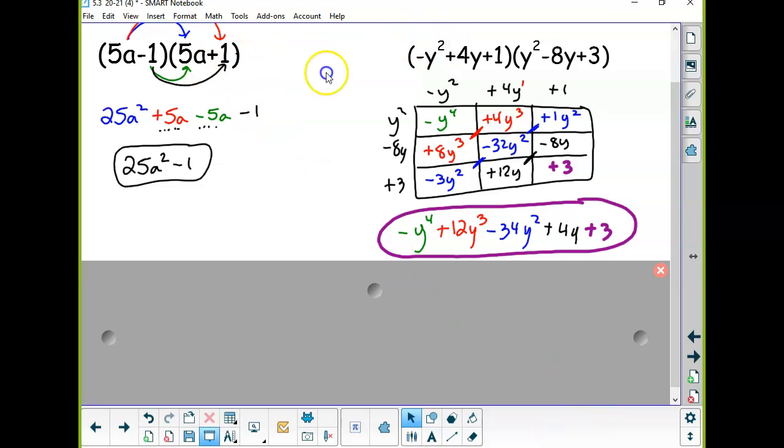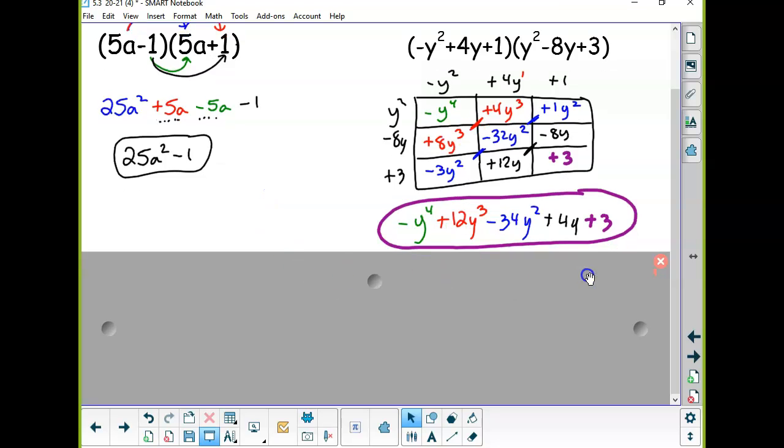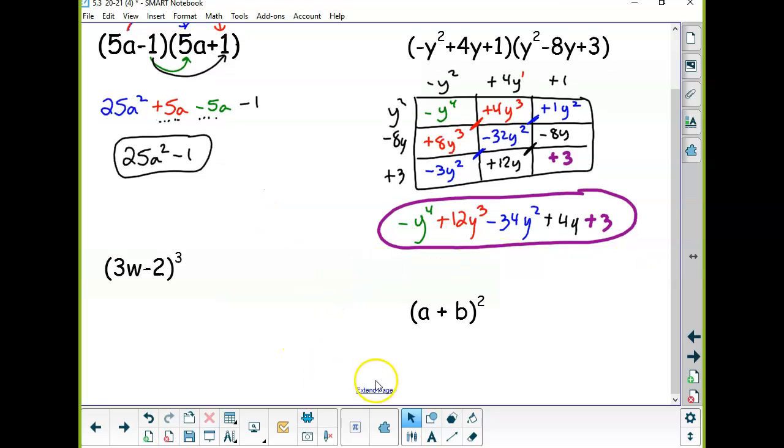So, you get to choose. If you think foiling or the arrow method is going to be better, go ahead and use it. I'm not going to force you to use one way or the other. I'll encourage certain ways, but whatever works best for you.